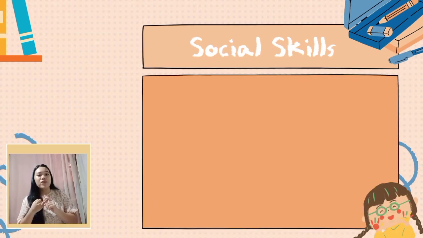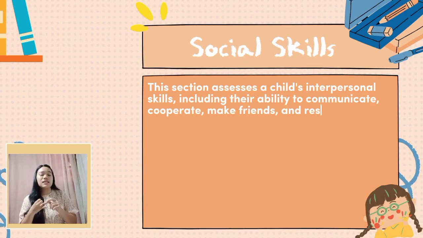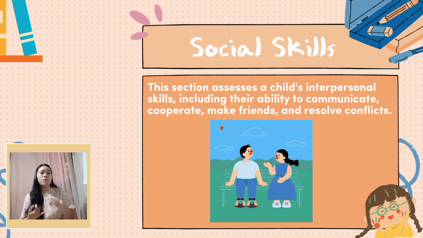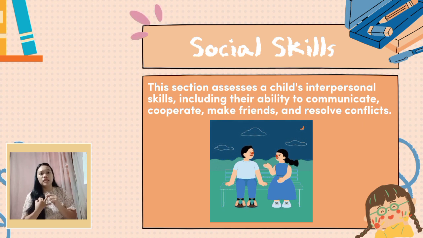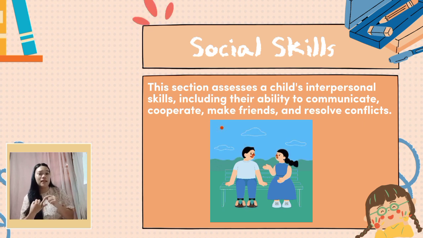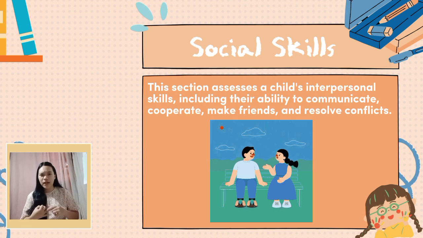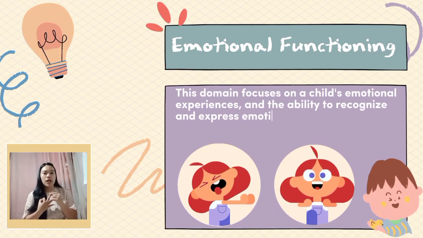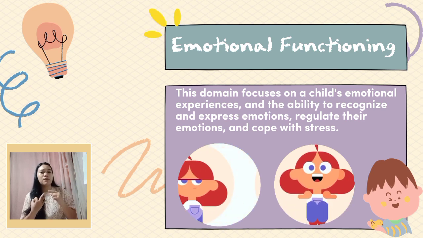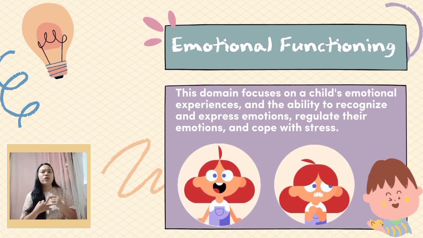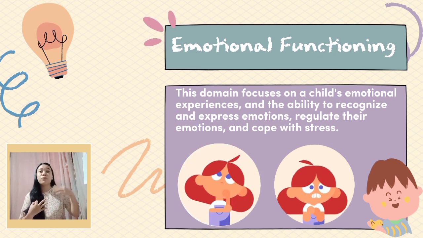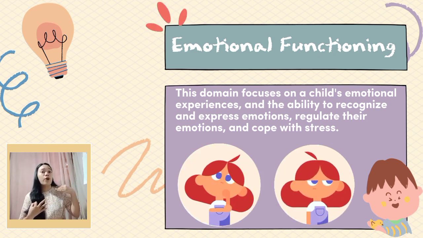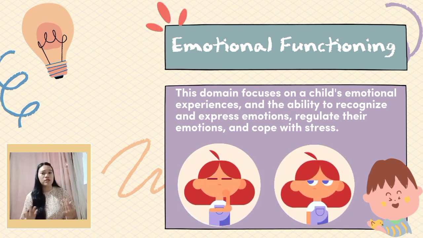The next domain is social skills. This section assesses a child's interpersonal skills, including their ability to communicate, cooperate, make friends, and resolve conflict. The third one is emotional functioning. This domain focuses on a child's emotional experiences, including their ability to recognize and express emotions, regulate their emotions, and, of course, how they cope with stress.